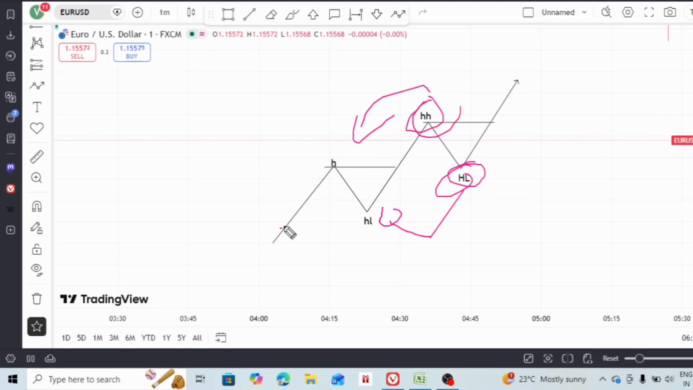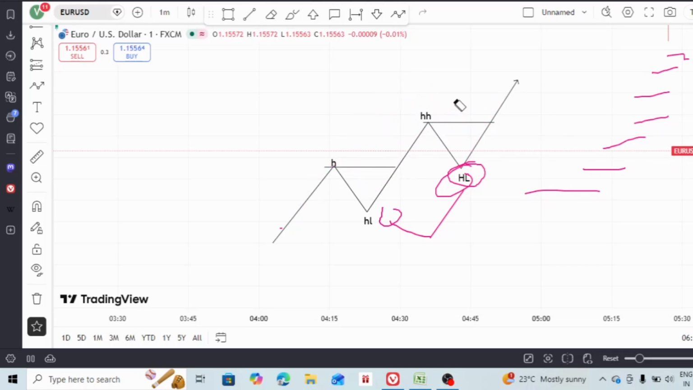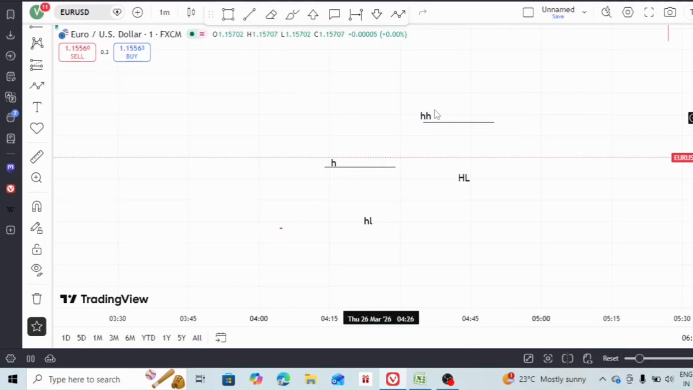You can consider it like a staircase, higher and higher. It consistently breaks the high and makes another high. This basically means an uptrend, but this is just a basic term for you to understand what an uptrend is. We will dive deeper into the structure of the market, but this is what an uptrend looks like.